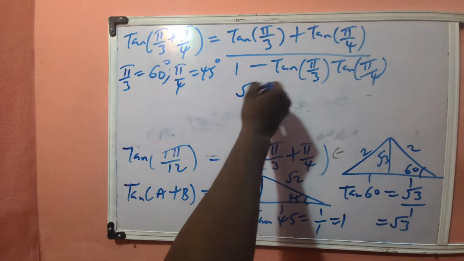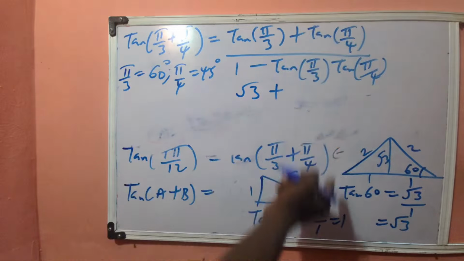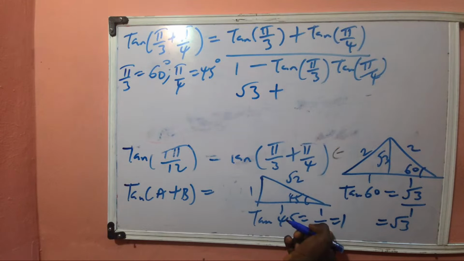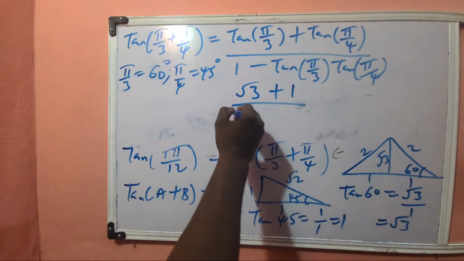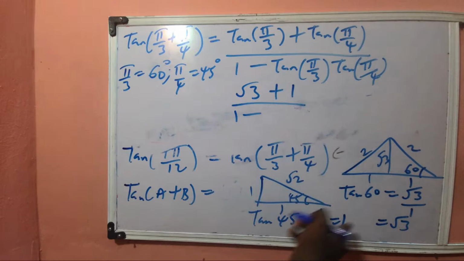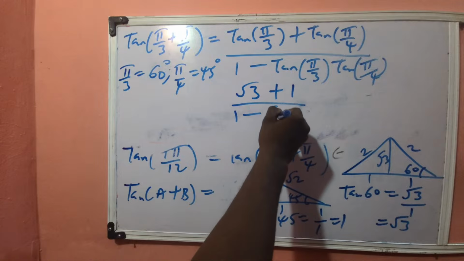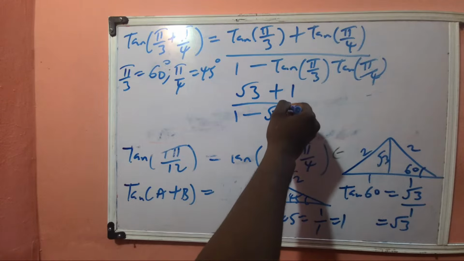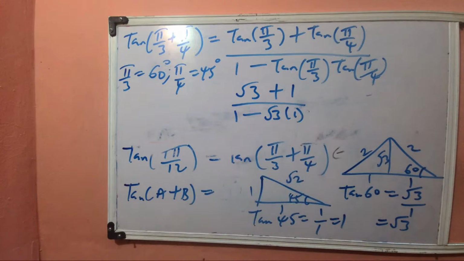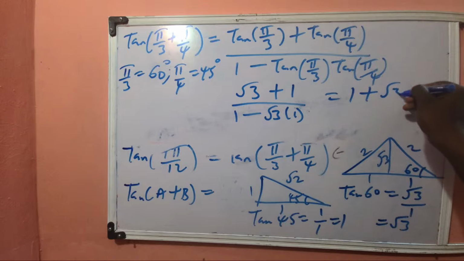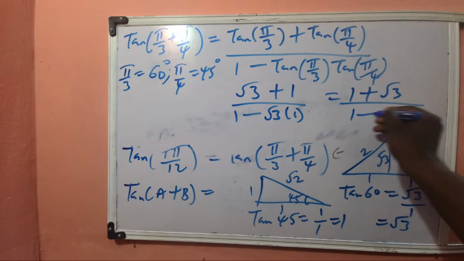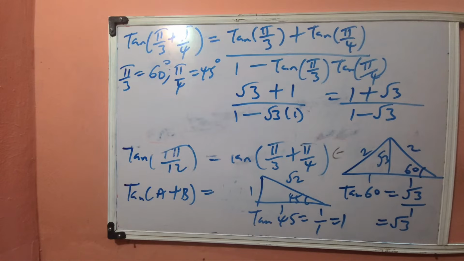This will be root 3 plus what's tan pi over 4? That's tan 45, which is 1, over 1 minus tan pi over 3, so root 3 times 1 times 1. I'm sure you agree with me if I wrote it like this. They're just rewriting it now: 1 plus root 3 over 1 minus root 3. All right.